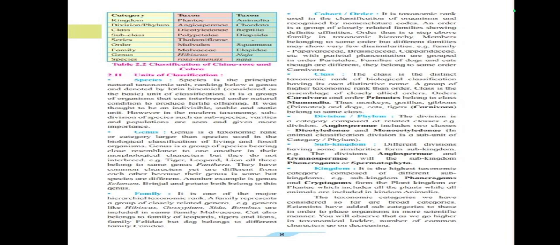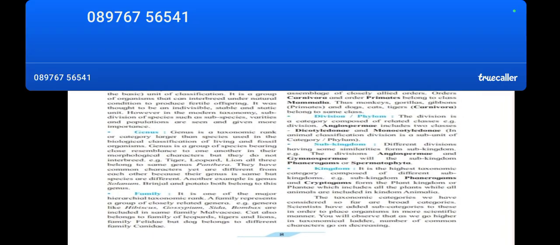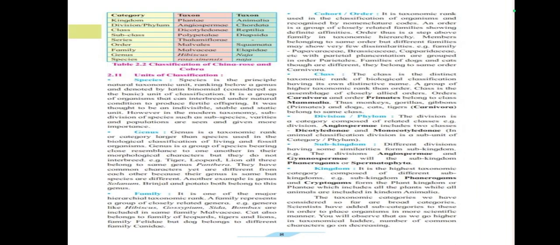Division, phylum. The division is the category composed of related classes. Example: division Angiospermia includes two classes, Dicotyledonea and Monocotyledonea. In animal classification, the equivalent of division is the category phylum. Subkingdom. Different divisions having some similarities form a subkingdom. Example: the divisions Angiospermia and Gymnospermia form the subkingdom Phanerogams in the kingdom Plantae.